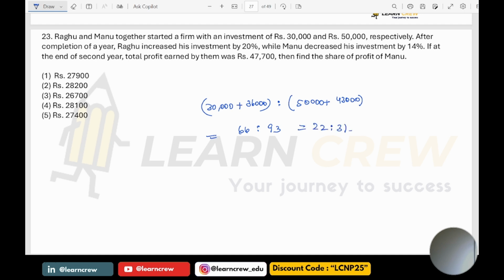So total 22 plus 31, which is 53 parts. 53 parts is 47,700. Thereby, for the second person, 31 by 53 into 47,700. So how much are you going to get? It is 27,900. 27,900 is the answer.